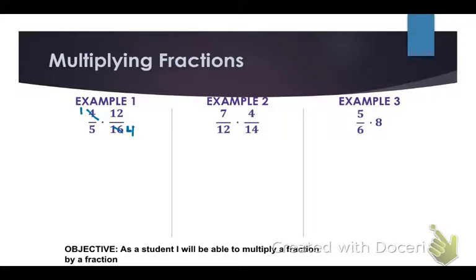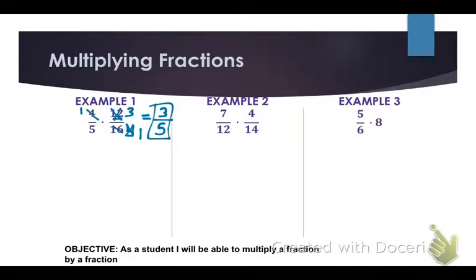Does 5 and 12 work? No, but 12 and 4 do. What goes into both of them? Well, 4 does. 4 goes into 12 3 times. 4 goes into 4 1 time. I'm pretty sure I'm done. Everything is prime or a number 1. 3 times 1 is 3. 5 times 1 is 5. We have our answer of 3/5.